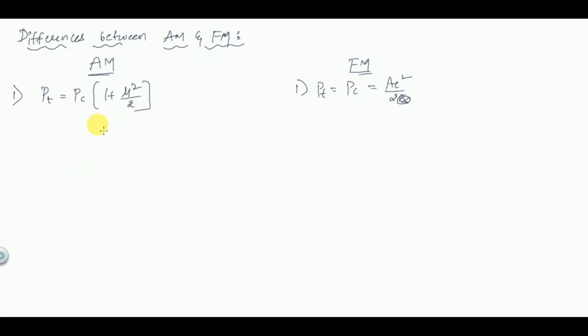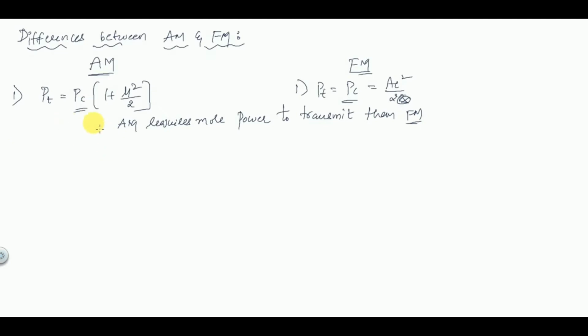So if you compare, what is the difference here? AM requires more power to transmit than FM. Okay, so this is the first difference. FM requires less power, or AM requires more power to transmit the signal than FM, right?